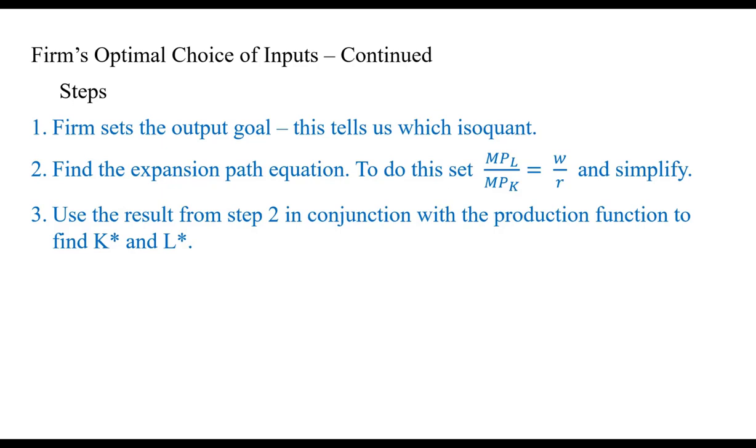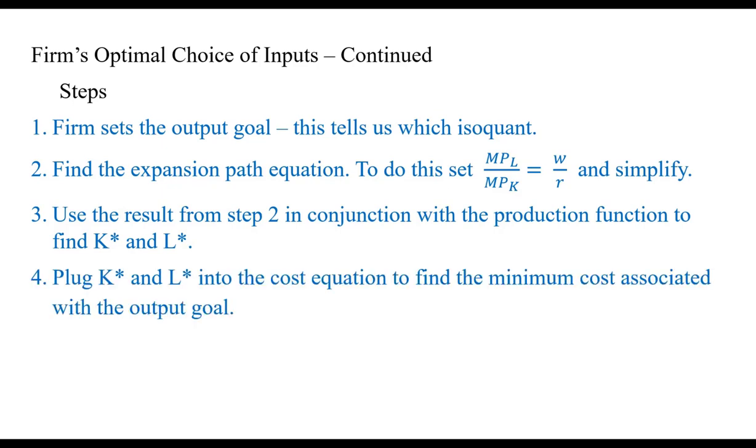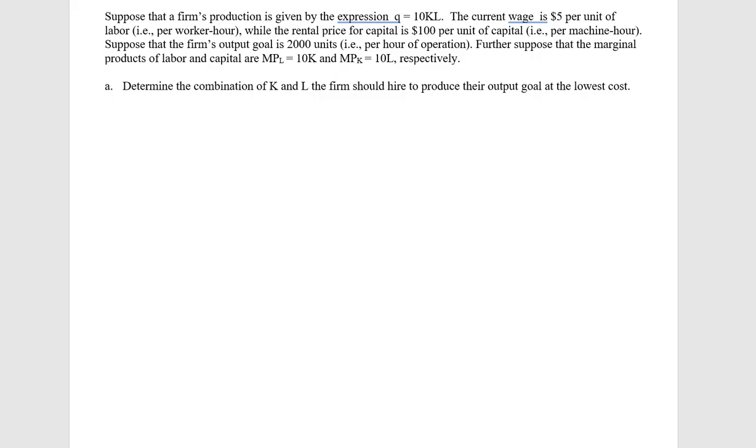If we're interested in the minimum cost associated with this level of output, we would plug K and L back into the cost equation to find the minimum cost associated with the output goal. Now we'll work through a couple of problems similar to things you might encounter.